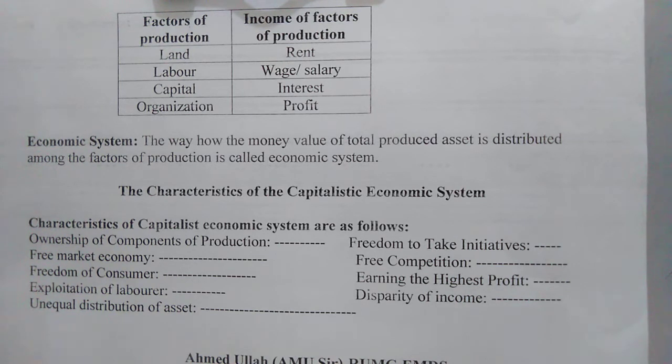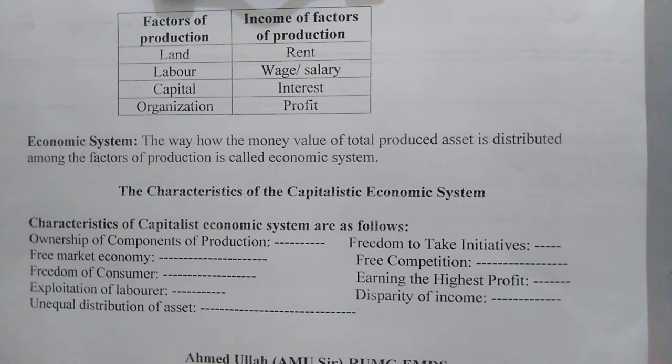Then disparity of income. To keep the production cost low, the capitalists give a small amount of wage to the laborers. The surplus is accumulated by the capitalist as profit. As a result, income disparity is seen in the capitalist economic system. That is, in the capitalist system, the producer always wants to take more money and they exploit the laborers. As a result, the maximum wealth of the society is accumulated in the hands of the producer, while a majority of laborers are exploited. Last of all, unequal distribution of asset.